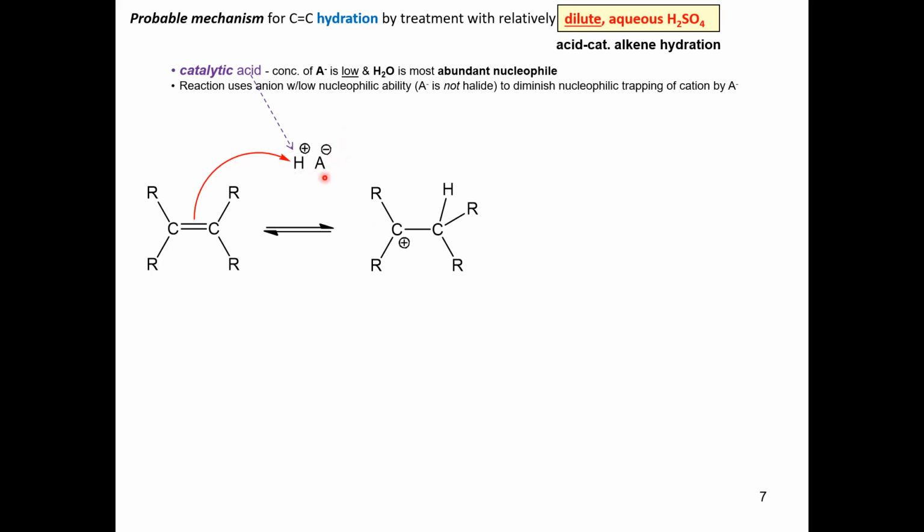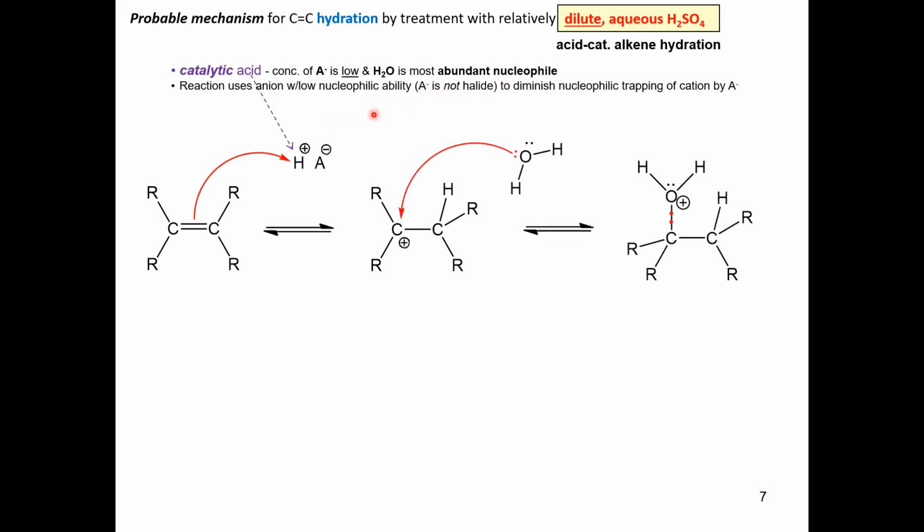Remember, this acid is very low concentration, so therefore the anion will be in very low concentration compared to water. Remember, this is dilute aqueous acid, so there's a lot of water present. Therefore, this electrophilic carbocation could easily be trapped by nucleophilic water. Remember, oxygen has lone pair electrons that can be used to trap the carbocation.